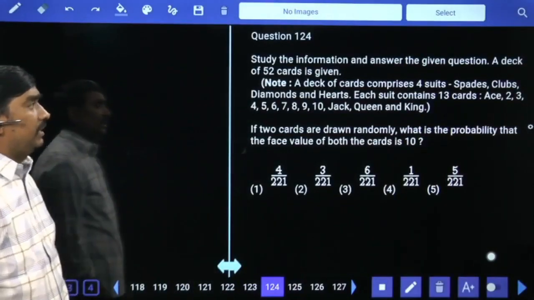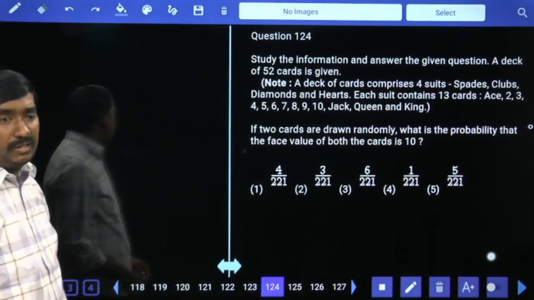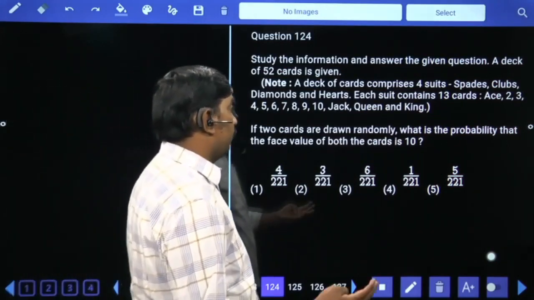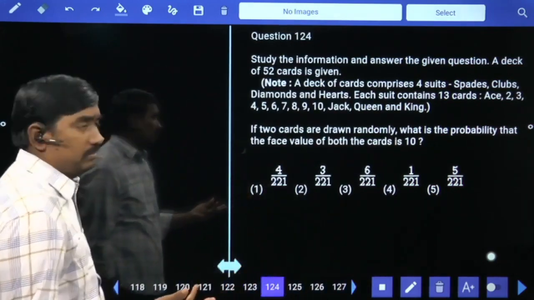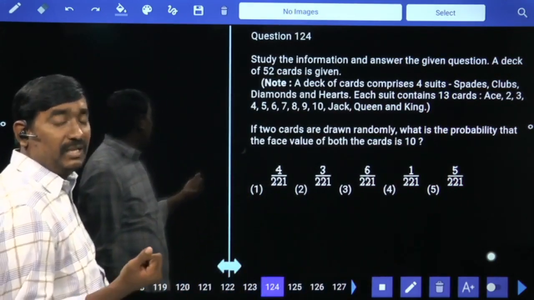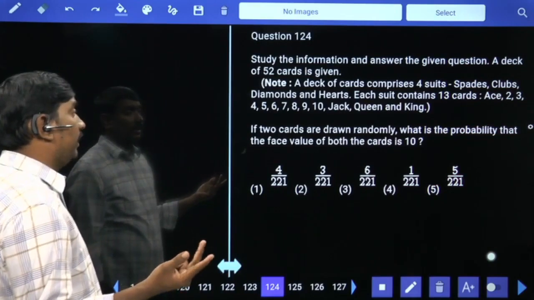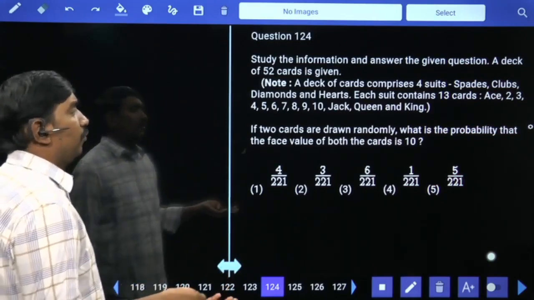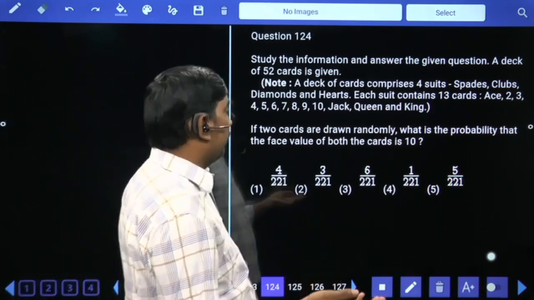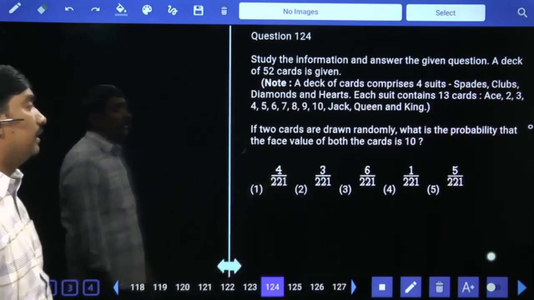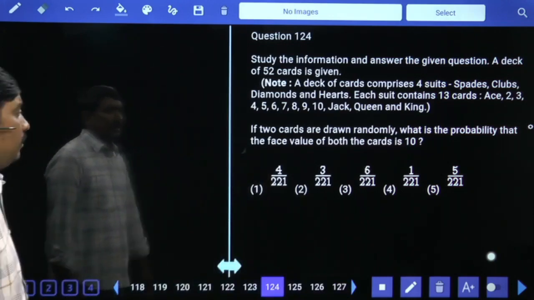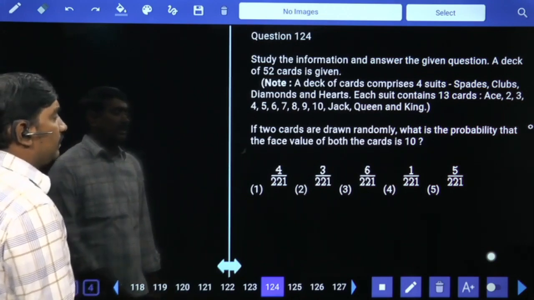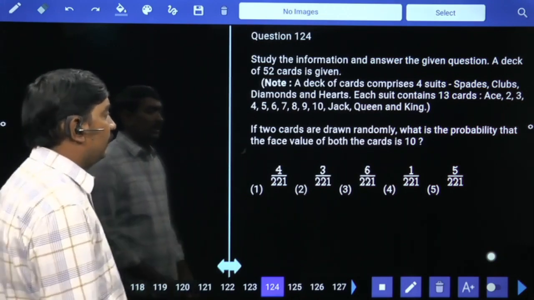Study the information and answer the given questions. A deck of 52 cards is given. A deck of cards comprises 4 suits: spade, club, diamond, heart. Each one 13. Ace cards 4, number 2 cards 4, number 3 cards 4. Like this, jack cards 4, queen 4, king also 4. 2 cards are drawn randomly. What is the probability that the face value of both the cards is 10?